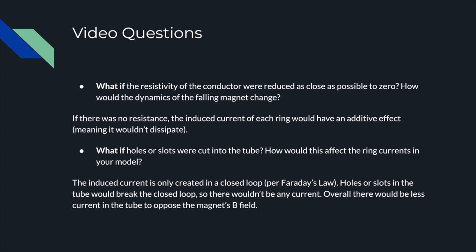What if holes or slots were cut into the tube? How would this affect the ring currents in your model? The induced current is only created in a closed loop, per Faraday's law. Holes or slots in the tube would break the closed loop, so there wouldn't be any current. Overall, there would be less current in the tube to oppose the magnetic field.